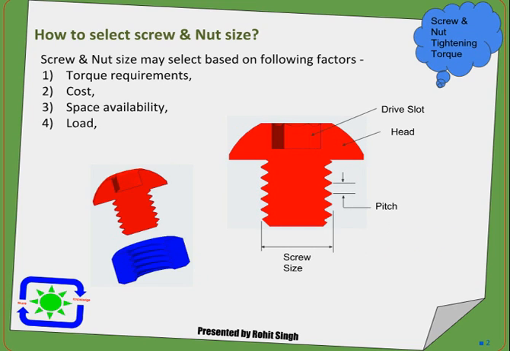There could be other reasons, electrical or availability, anything possible. But a few are the major requirements we generally start with. In the screw we talk about slot drive, head, pitch, screw size.